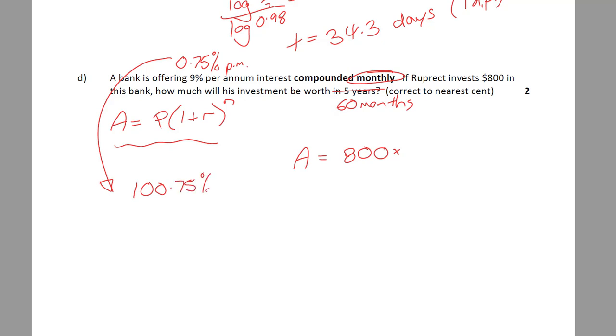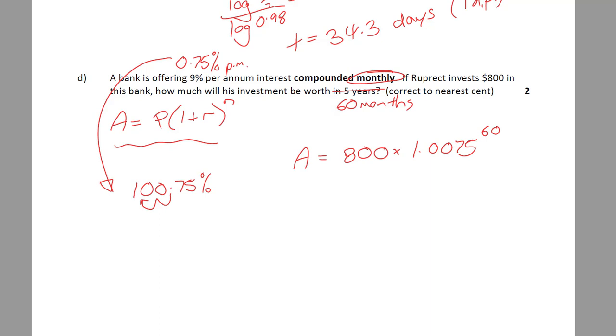100.75%. 100 plus 0.75. It's an odd looking one because it's a tiny percent increase, but that is what it is. And remember, I always put it in as a decimal. A decimal was divided by 100. So I've got to put a 1.0075. That's my multiplying factor. Very small increase. To what power? 60. I'm doing it 60 times, 60 months.